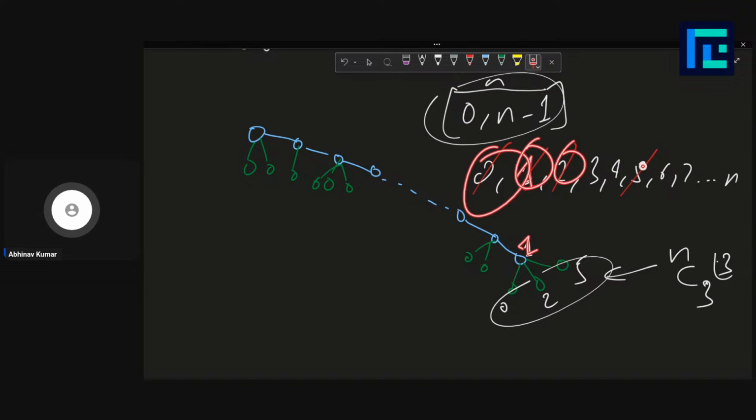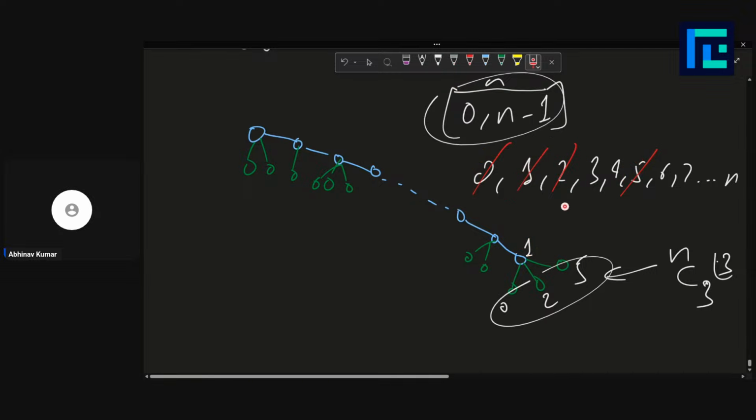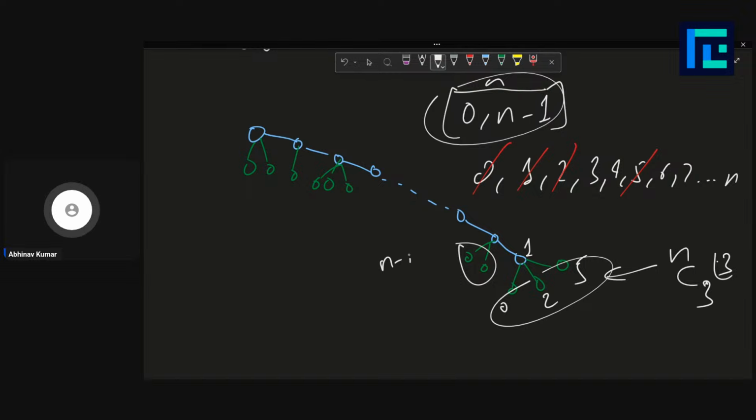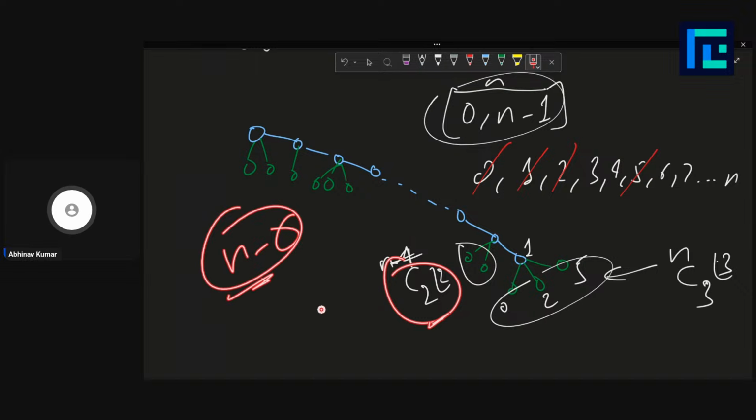After this, 4 values are cut out. The remaining values are n minus 4. So for these 2 leaves, what would be the number of ways to assign? Out of the remaining n minus 4 available options, choose 2 options for the 2 leaves and permute them. So the number of permutations, choose 2, would be the number of ways to assign to these leaves.